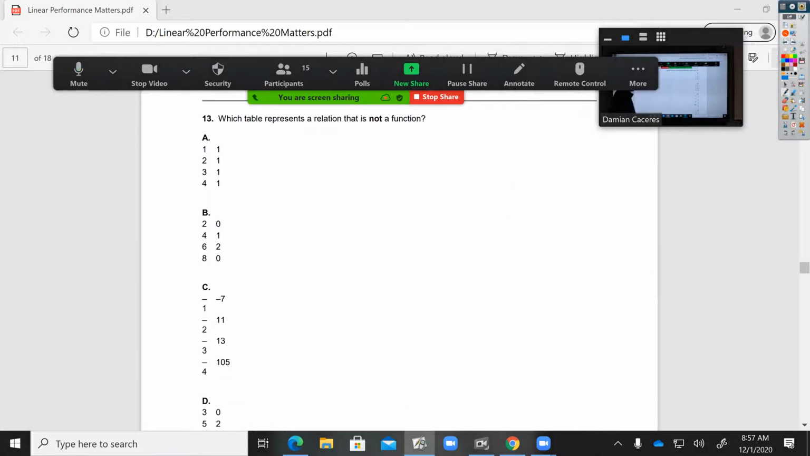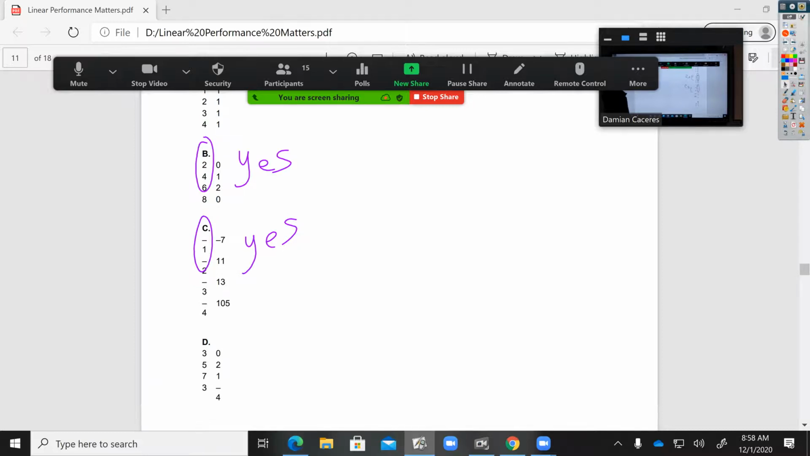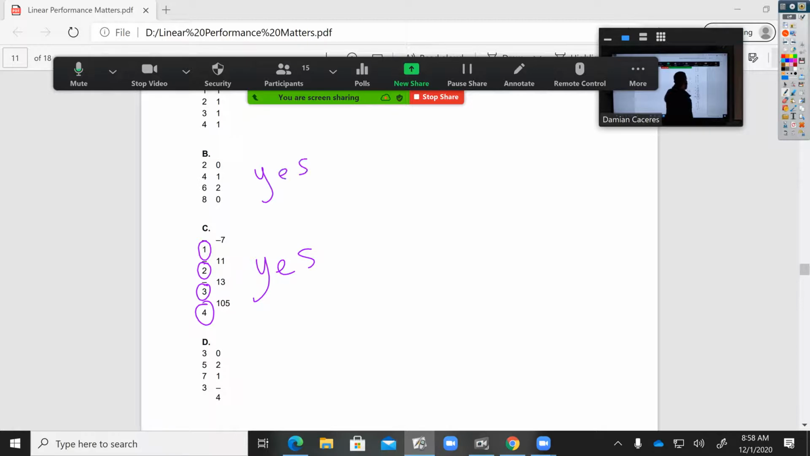Alright, so on this one, which is not a function? All we're looking for here is the x values. If the x values repeat, it's not a function. If the x values don't repeat, it is a function. So in this case, it's a yes also because the x values don't repeat. In this case, 1, 2, 3, 4. It's a yes also because the x values don't repeat. So A, B, and C are yeses.